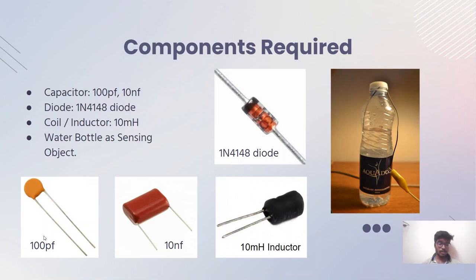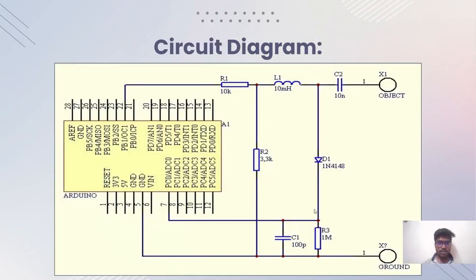This is a 100 picofarad capacitor and this is a 10 nanofarad capacitor, an inductor of 10 millihenry, and a 1N4148 diode. We have used a water bottle as a sensing object. But in our case, we have used a cup of water as a sensing object in our experiment. So this is the circuit diagram.